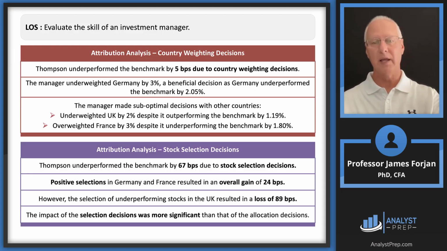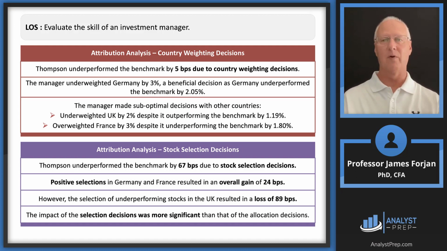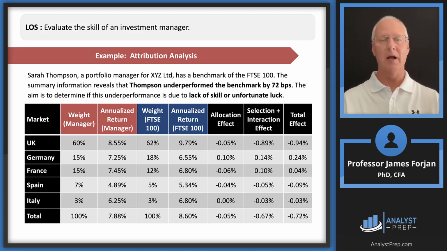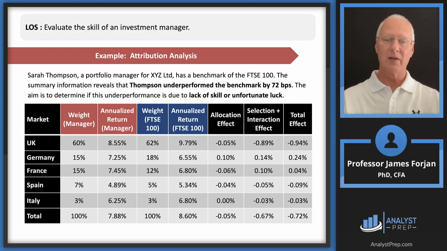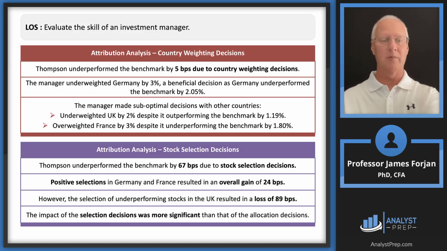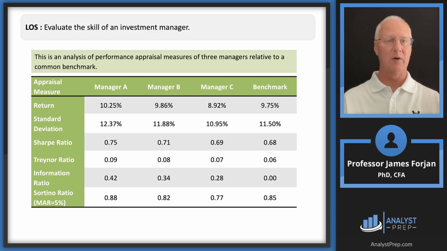72. So here is a summary kind of based on what I just described, right? So we underperformed 5 basis points due to country weighting because of the over and the underweighting there. And go down to the purple, there's the 67. So the impact of the selection decision was way more significant than that of the allocation decision. So that last sentence down there is a summary of what we just decided when we worked through the columns. The answer kind of presents itself. So that's probably what you would want to write on an essay question.